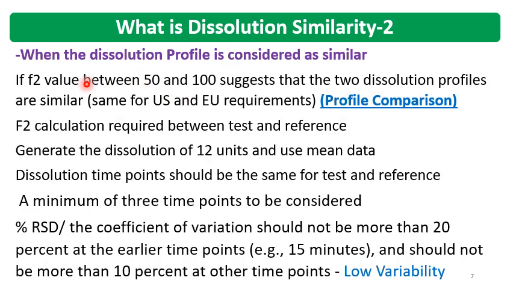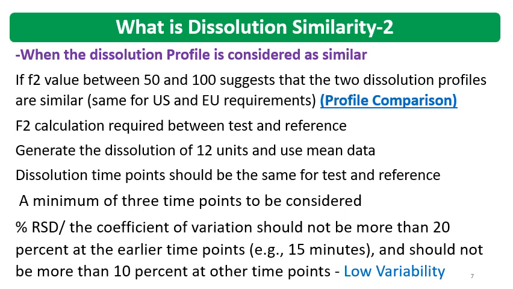Then the second is when the dissolution profile is considered as similar: if the F2 value is between 50 and 100, it suggests that the two dissolution profiles are similar. This is again the same requirement for US and Europe, and it is known as profile comparison. In the first example, we have seen that 85% or more release is observed in 15 minutes. But if it is not achieved, then you have to go for the profile comparison, and F2 calculation is required between the test and reference product.